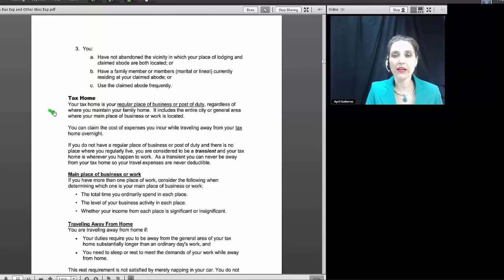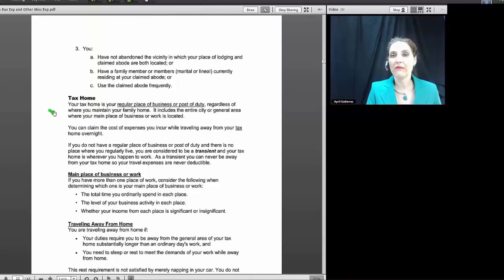For example, I live in the city of Portland, Oregon. And an hour south of Portland is the city of Salem. There are people who live in Portland and commute to work in Salem. Salem is the tax home for those individuals, even though their family home is in a different city, Portland. And when you have that type of situation, traveling from Salem to another work location is when you are traveling away from your tax home.